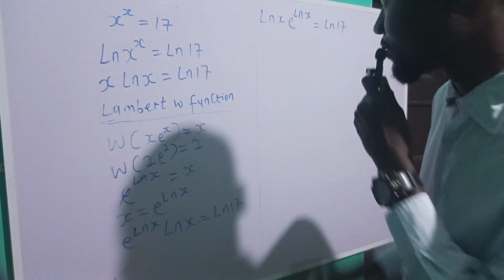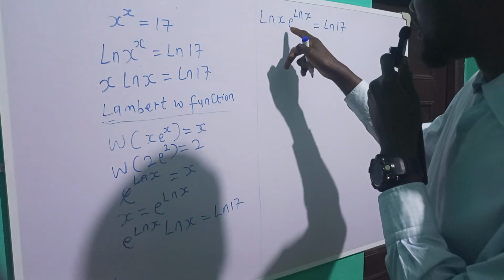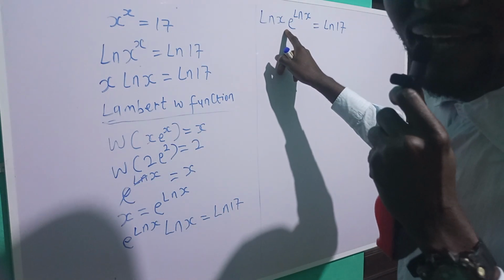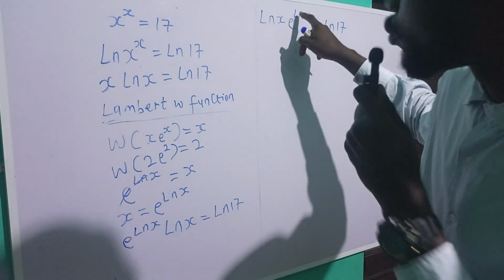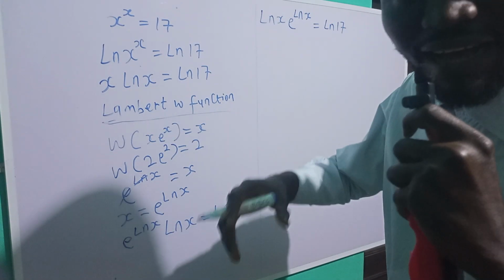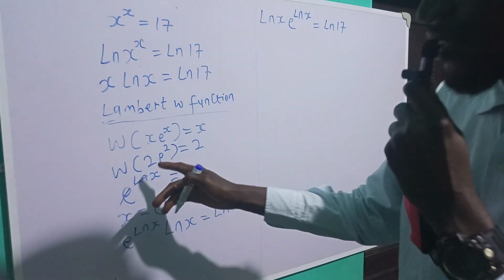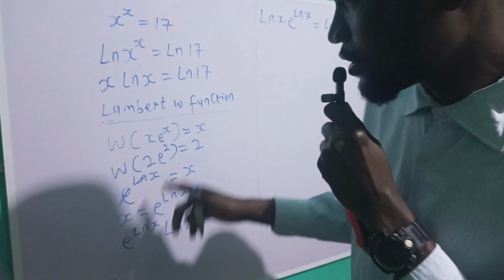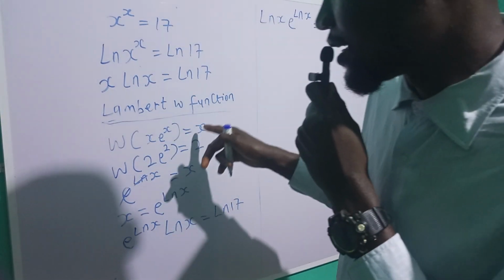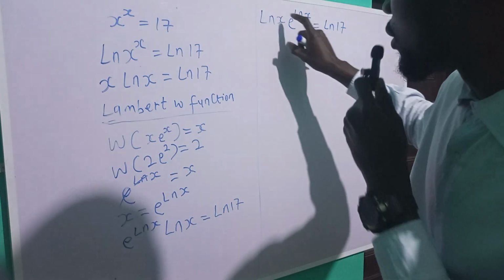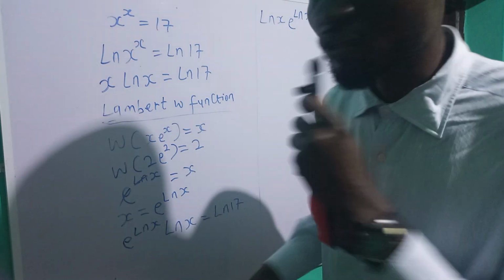Now, do you notice something? That we have ln x as the coefficient of this e, and this ln x is also the power of this e. So that means that we can apply the Lambert W function. As you can see here, we have x as the coefficient of e, and we have x as the power of e. What you are going to get is x. So that simply means that if we apply the Lambert W function in this place, what we are going to get as our result will be ln x.